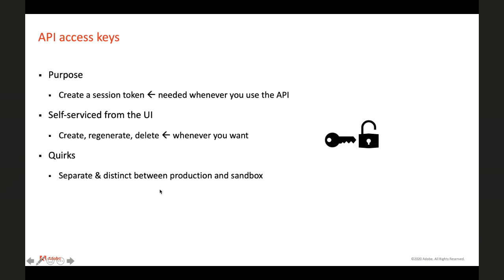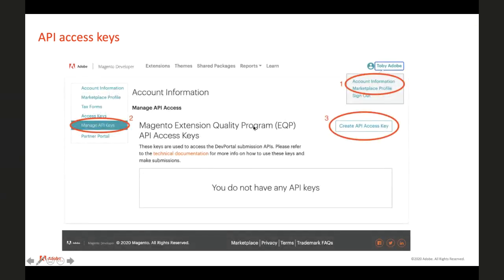So I'll show you, these are some screenshots, and in the first demo, we'll review this. Just to give you a little bit of a foreshadowing, you need to be logged in. In this case, we're in production because you do not see the big red banner. From your name, you can choose either account information or marketplace profile. You go down to manage API keys, and then there's a push button, create API access key. When you push this, you'll be prompted for a name.